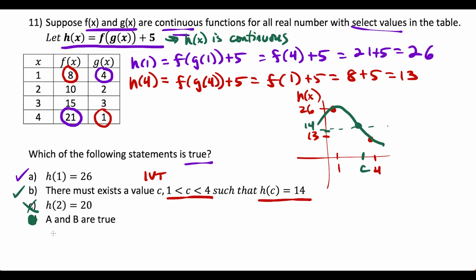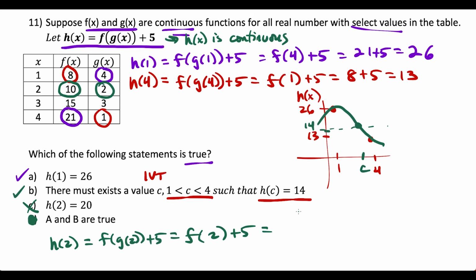C is no good. So h of 2, I would just plug into the function, and we're going to have f of g of 2, and then plus 5, and now we go searching. G of 2 is equal to 2. So that's going to give us f of 2 plus 5, and then f of 2 is equal to 10, and we have 10 plus 5 is equal to 15, which is clearly not equal to 20. So that's why choice C is out. D is definitely our answer.